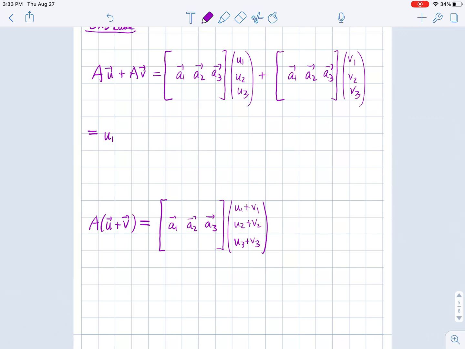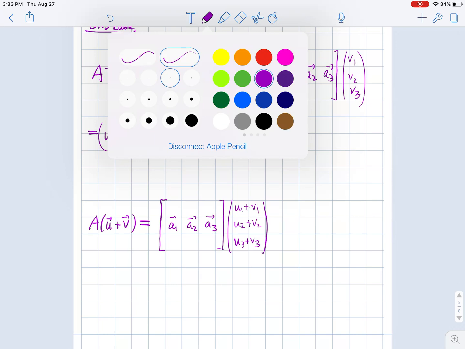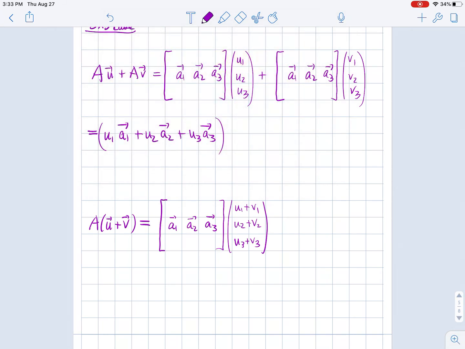So in the first part, I guess we're going to get u1 times the first vector a1 plus u2 times the second vector a2 plus u3 times the third vector a3. Okay, so that's this first part here we just finished. And now I'm going to do the same thing with the piece on the right. If I do it on the right, everything's exactly the same, except instead of u's, we've got v's.